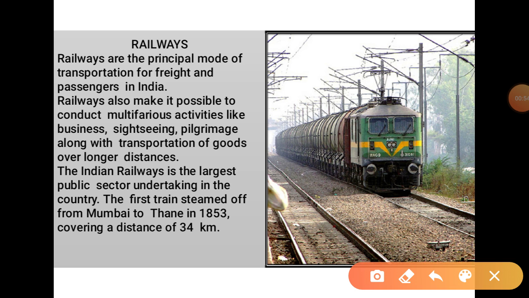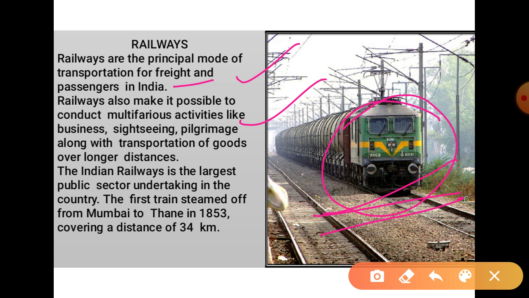Railways. Railways are the principal mode of transportation for freight, meaning goods, as well as passengers. We have already discussed that if there is a long distance, a big amount of goods and a large number of passengers, the cheapest mode of transportation is the railways. Railways give a very good facility for transporting a large amount of goods over a long distance. Only railways make it possible to conduct multifarious activities like business activities, sightseeing and pilgrimage. For long distances and large amounts of goods, this is the cheapest and principal mode of transportation.